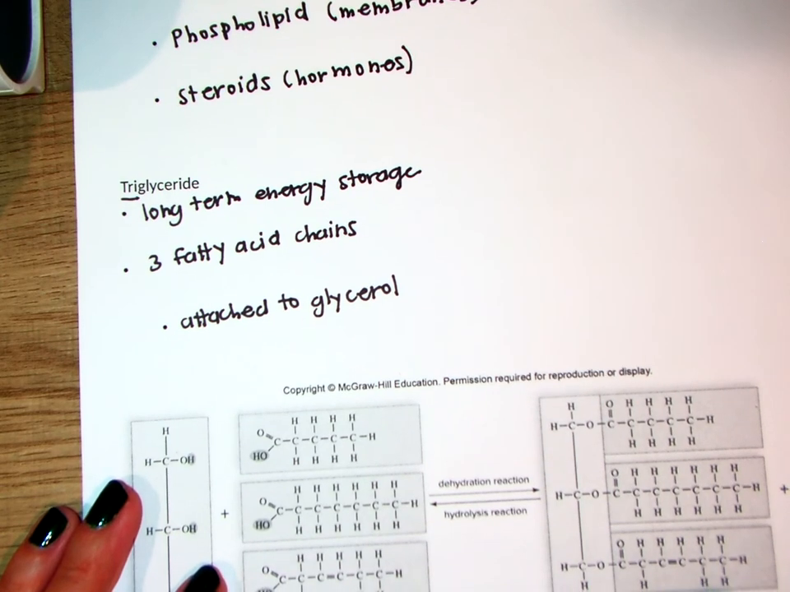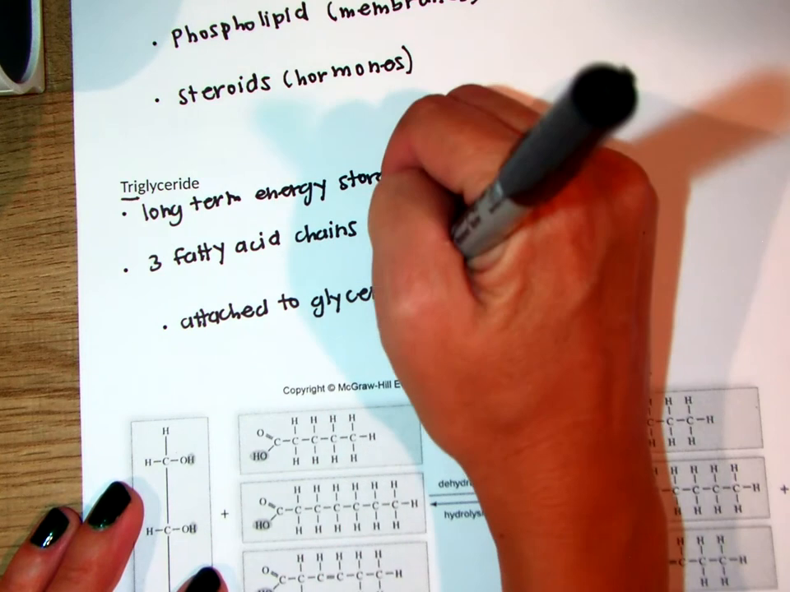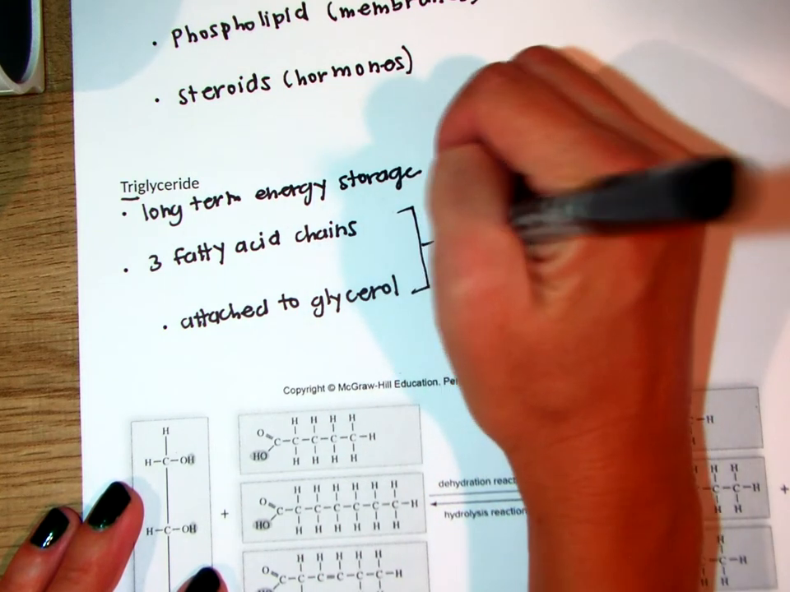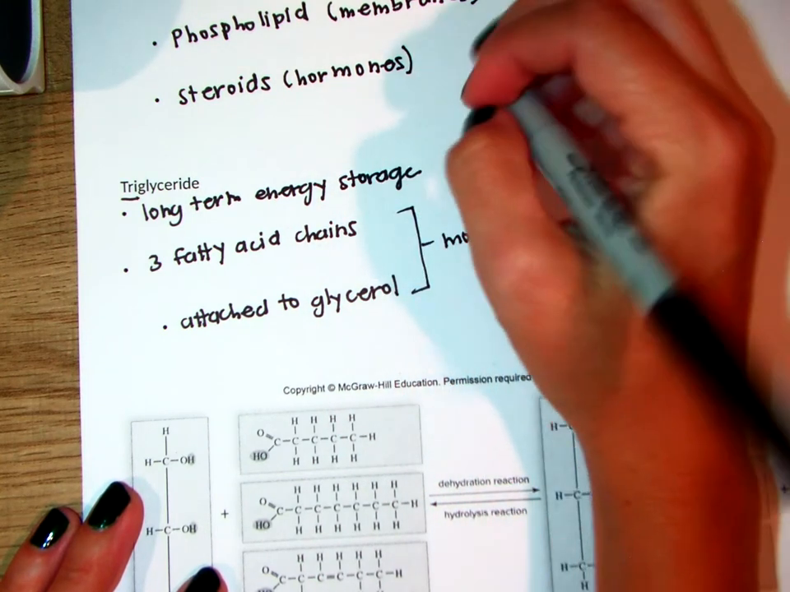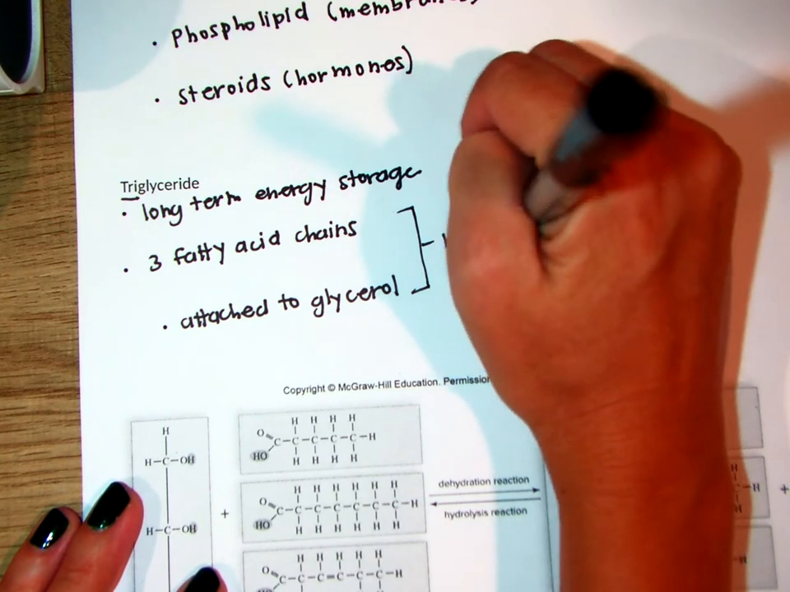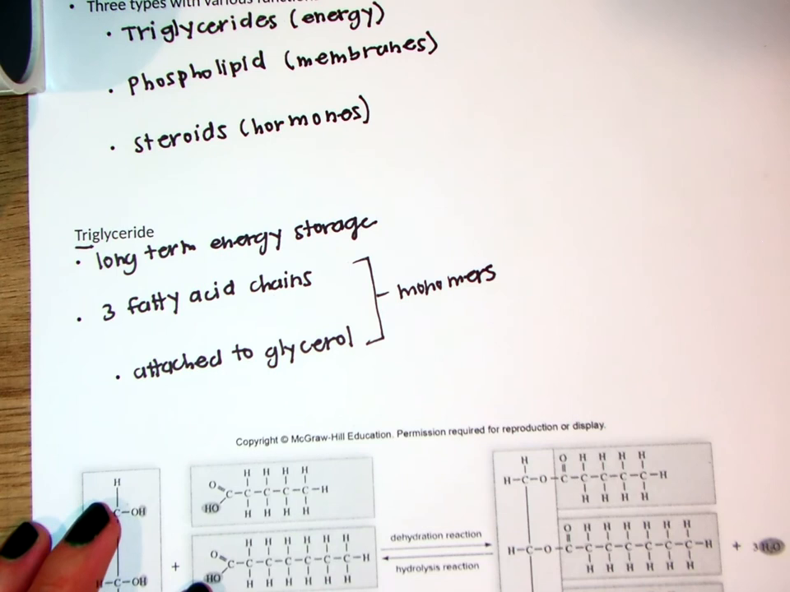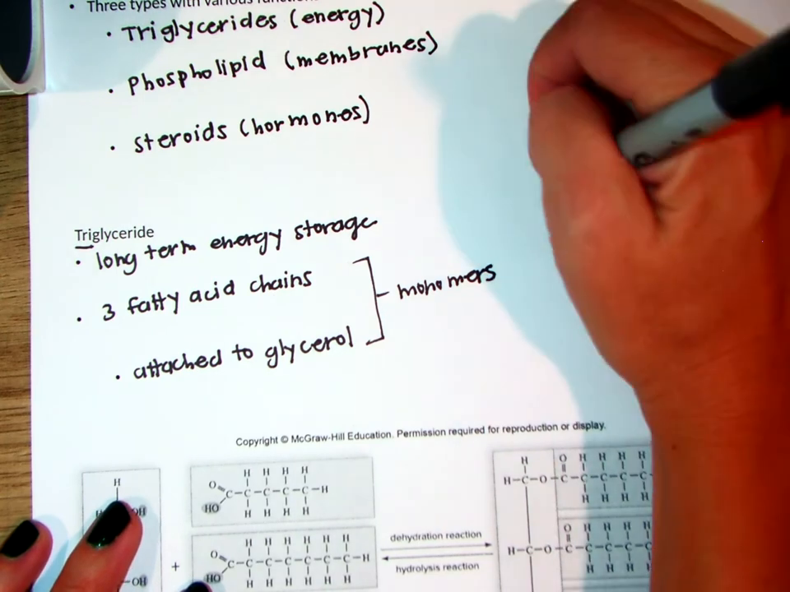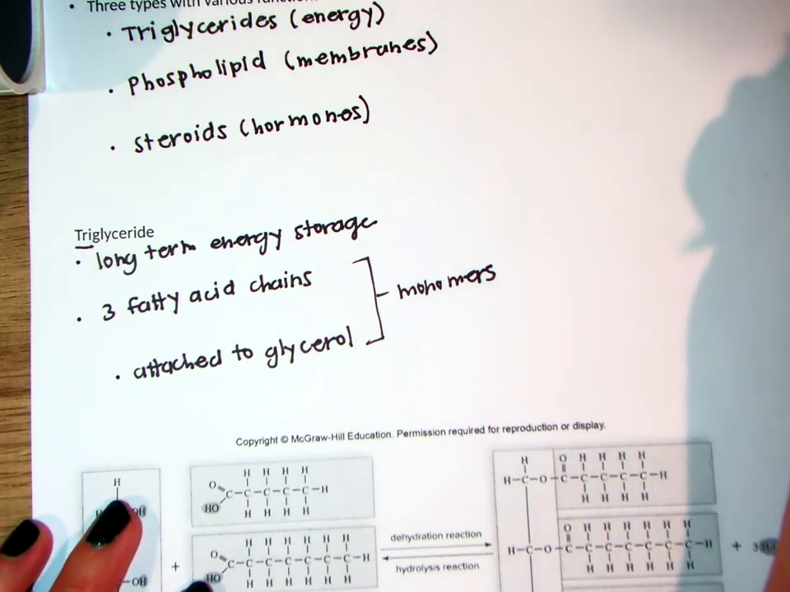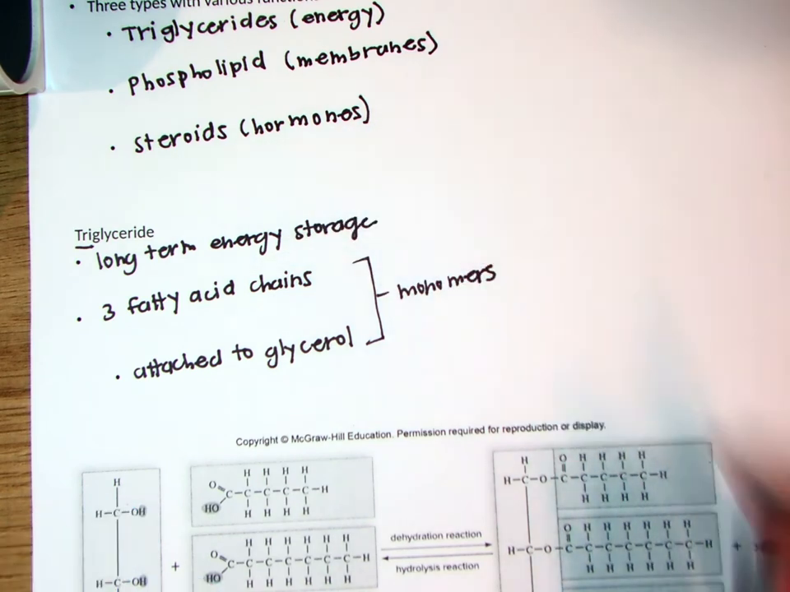And again, this is a type of polymer, and these are the monomers, the little building blocks that make them up. And these, we just talked about sugars and carbohydrates. These can store 2.5 times more energy than sugar. So they're more efficient at this long-term energy storage.